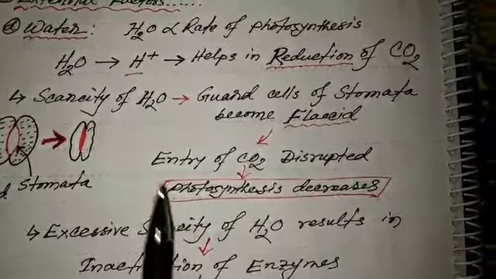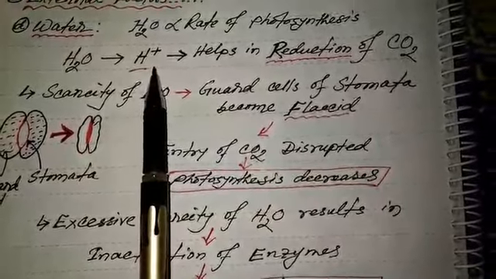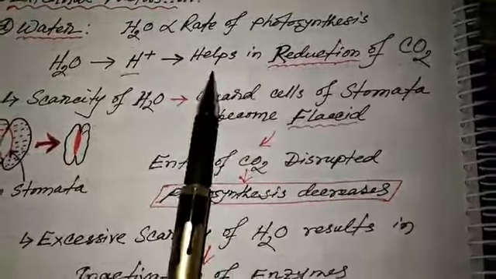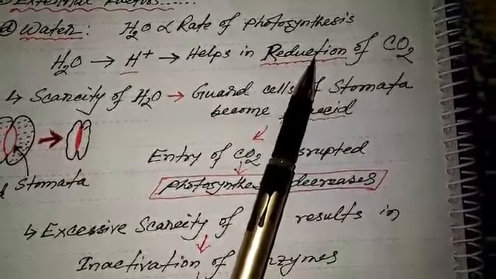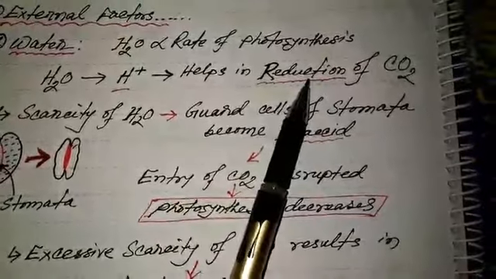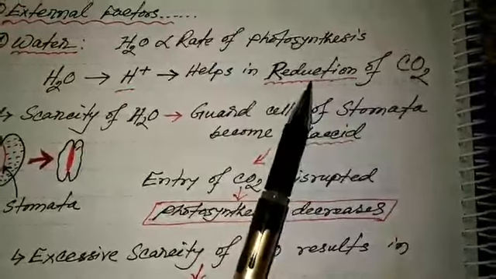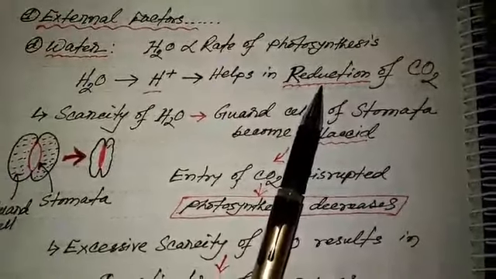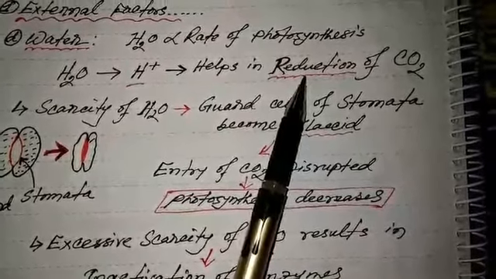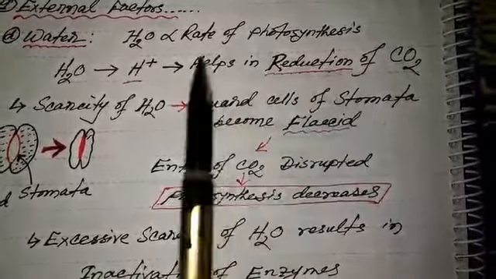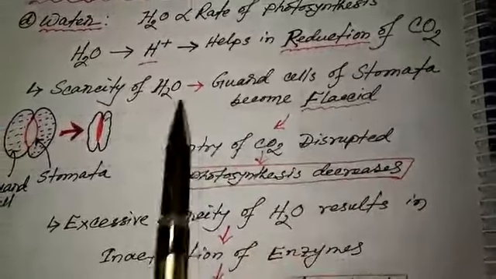And another thing, from water we can get hydrogen ion. Hydrogen ion helps in the reduction of carbon dioxide. Reduction here does not mean lowering; it means the oxidation and reduction reaction. This is a chemical reaction. So actually the photosynthesis process occurs by the reduction of carbon dioxide, and the hydrogen ion helps in the reduction of carbon dioxide.